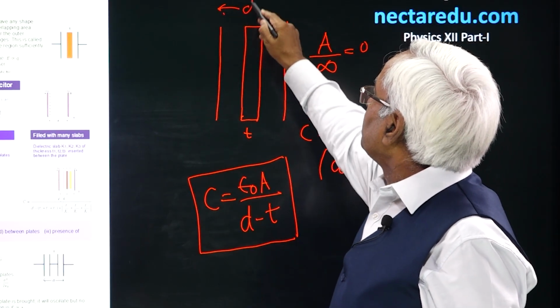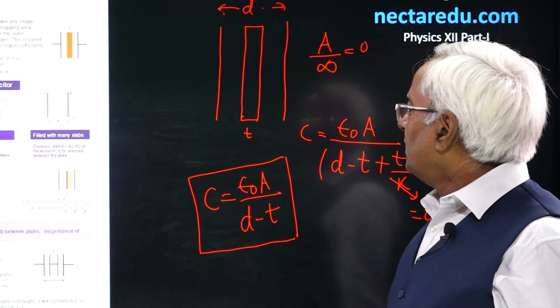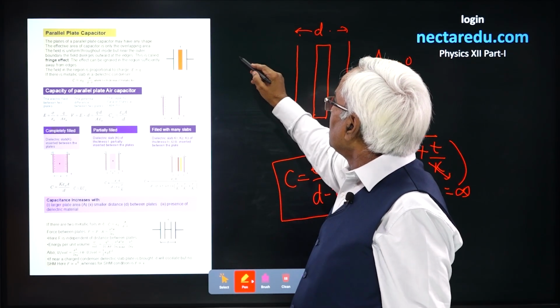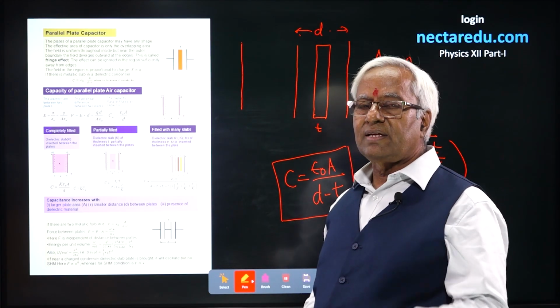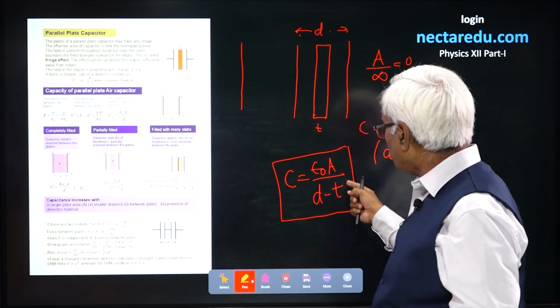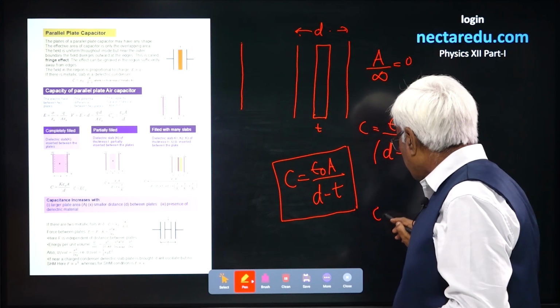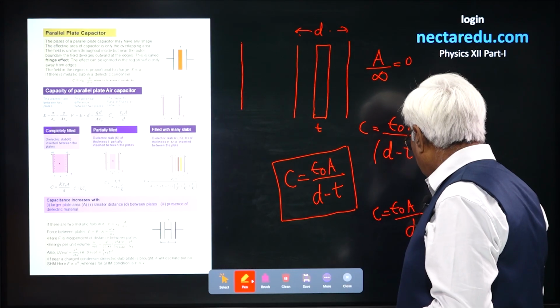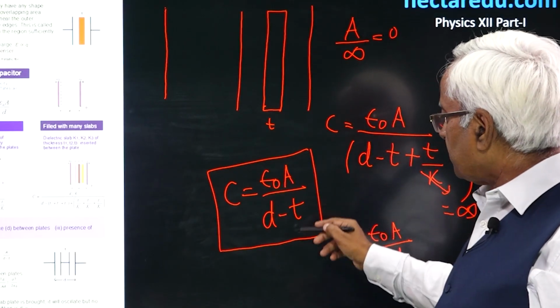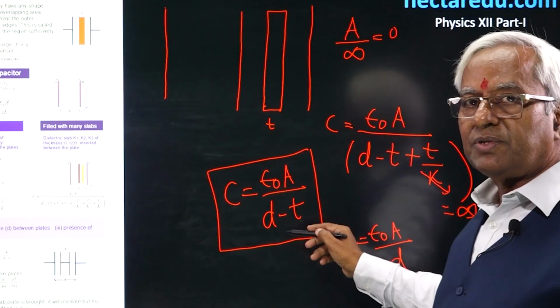Say this is D. One more interesting case, if this metallic slab is very thin, it's like a sheet, then T would be 0 and you could say the capacity of the condenser is going to be unchanged, because in place of T in that case you will take 0.